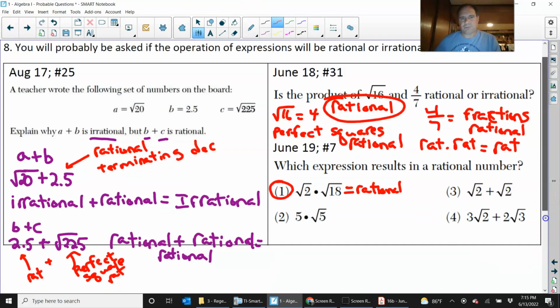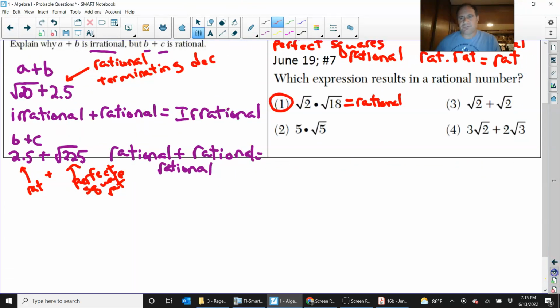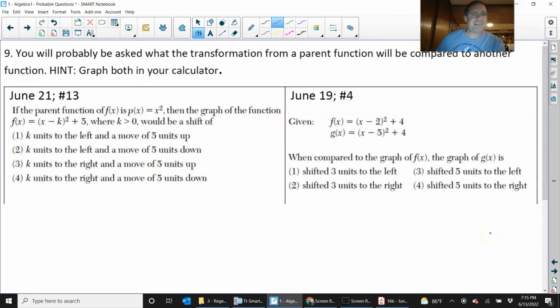All right, make sure that you're ready to answer those. Use your calculator at every step. Right? So number 9, you'll probably be asked what the transformation from a parent function will be compared to another function. It doesn't have to be a parent function either. They could ask you from one function to another. You just graph both of them into your calculator and just remember to use your calculator.